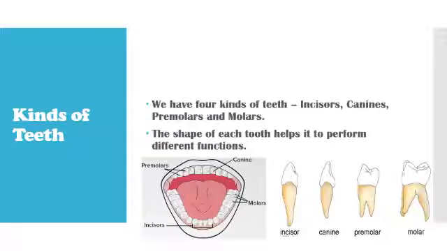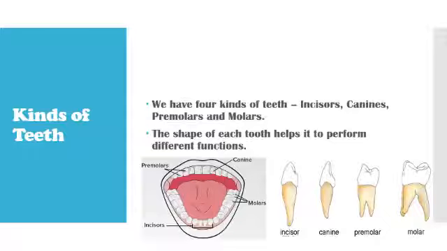Our first point is kinds of teeth. Children, we have 4 kinds of teeth, namely incisors, canines, premolars and molars. Now the shape of each tooth helps it to carry out different functions. The 4 front teeth in each jaw are called incisors. We use them to bite our food.